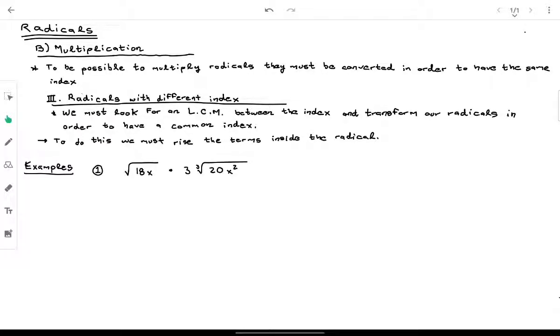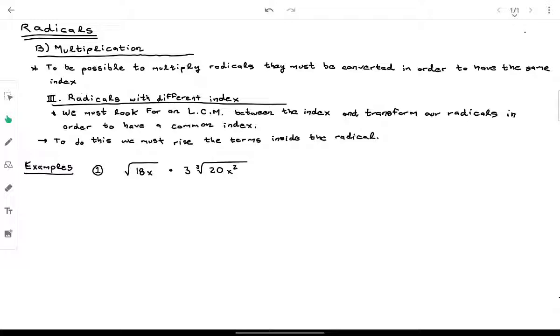Today we will continue with the multiplication of radicals, specifically when radicals have a different index. So remember, radicals must be transformed or converted in order to have the same index to be possible to multiply it. So this one is the first topic where we will need to transform them, because in last videos they have always had the same index and we only needed to put it under the same radical and then take it out. In this case, we first need to transform them.